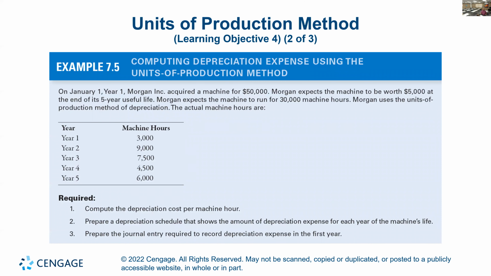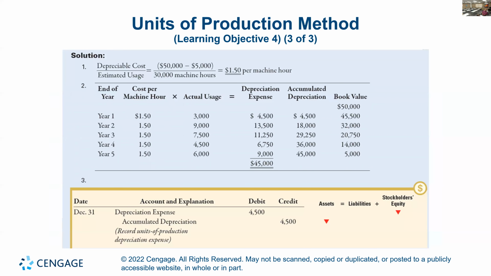So here's this exact same question with Morgan Incorporated again. So at $50,000, worth $5,000 at the end of its 5-year useful life, and they expect it to run for 30,000 hours. So we're using the units of production method here. That 5-year useful life is irrelevant to us, because the useful life we're looking for is how many units is it going to run for, and it's going to run for 30,000 hours. So we're going to do this.